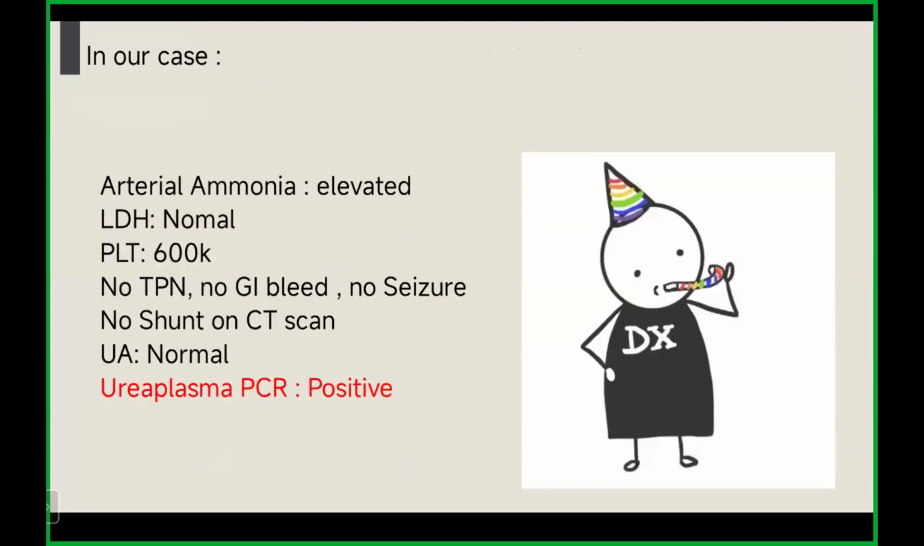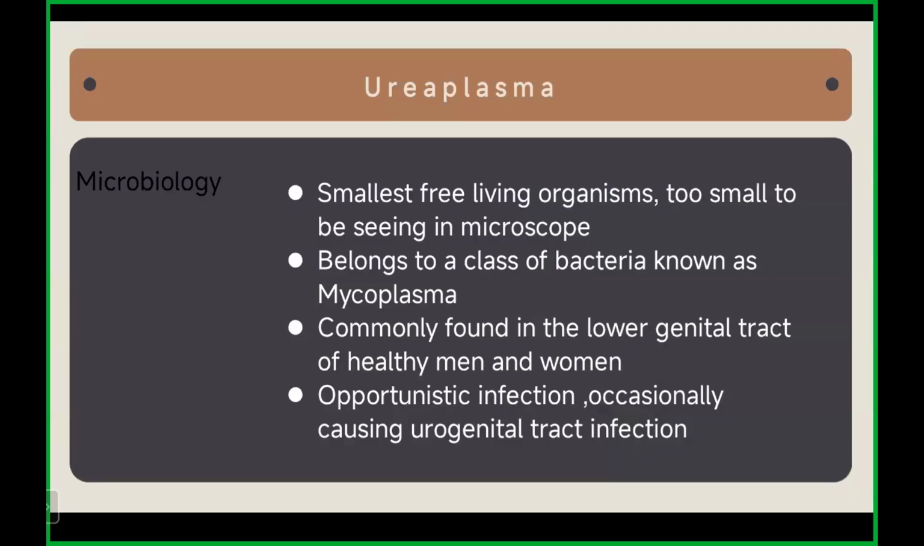So to go back to our case, we have a high arterial ammonia level. The LDH was elevated. Our patient was not cirrhotic because she had a normal platelet count, in fact a platelet number of 600,000. She had no TPN, no GI bleed, no seizure, and no shunt on the CT scan. They did a urea cycle disorder workup and did not find anything. The urine analysis was positive, and the Ureaplasma PCR was positive.